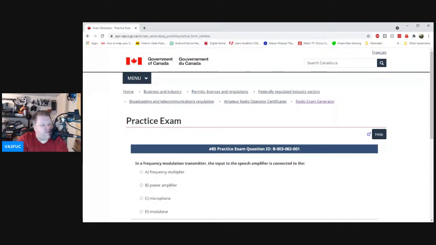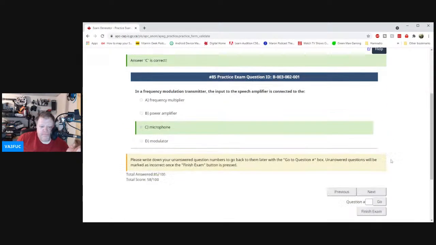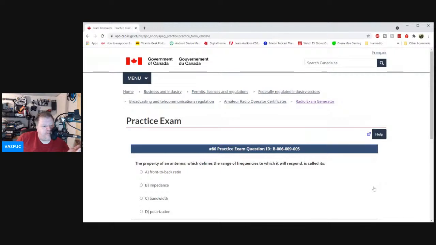In a frequency modulation transmitter, the input to the speech amplifier is connected to what? Frequency multiplier, power amplifier, microphone, or demodulator? Transmitter. So we're speaking into the transmitter, so it has to come from the microphone, I would think. Yeah. Just makes sense.